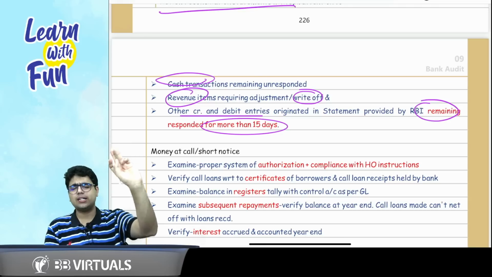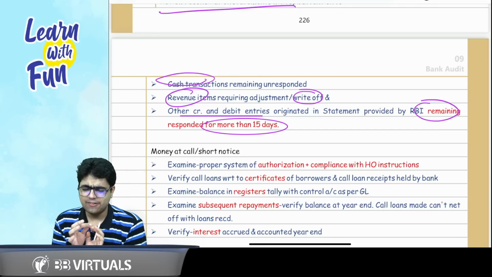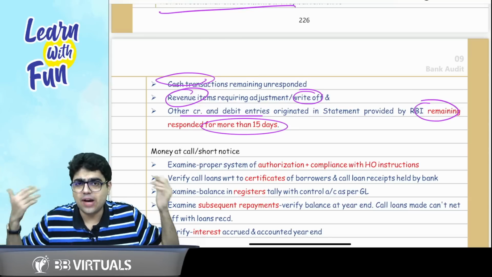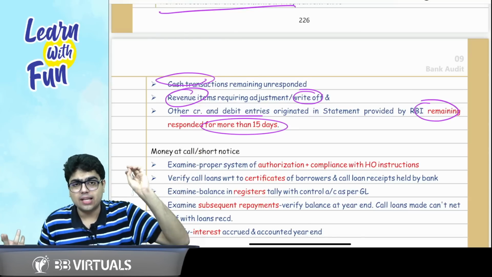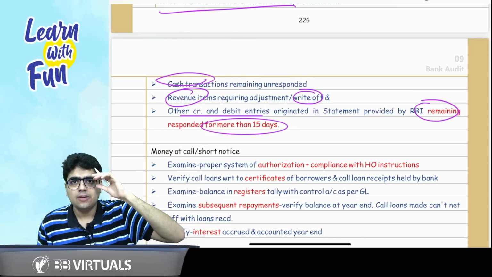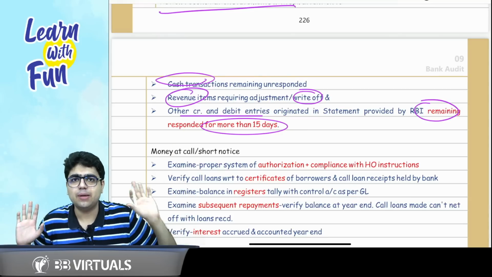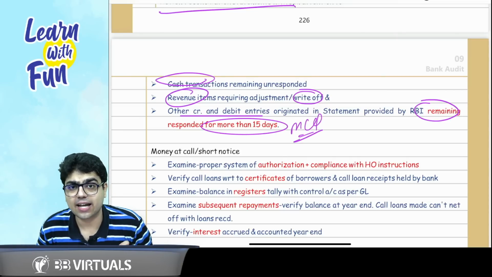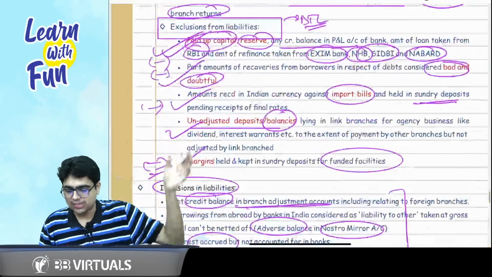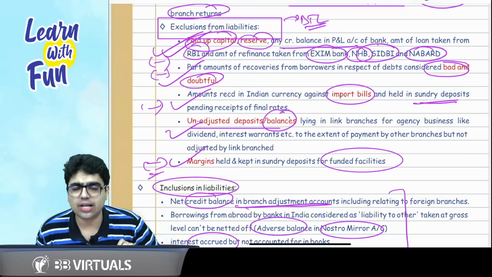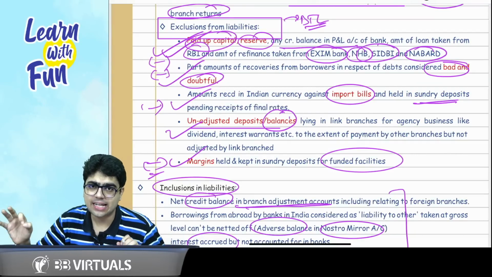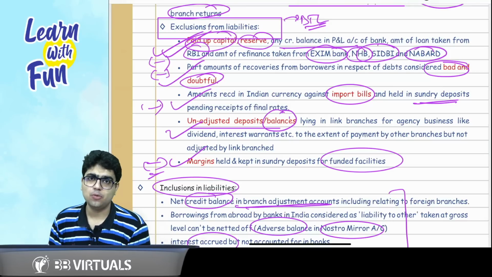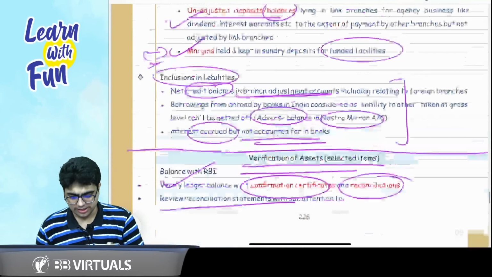That means for 15 days they have not been responded by RBI. So three points, what are, sir? Cash transactions remaining unresponded, revenue items which require write-off, basically we consider it as a revenue, RBI doesn't agree. So if RBI is not agreeing, do a write-off. And the third point is other credit debit entries which we have no response from RBI for a period of more than 15 days. Sir, can it be asked in MCQ? The answer is yes, it can very much be asked in MCQ. Similarly, the discussion we had on SLR, statutory liquidity ratio, I remember students telling me after the exam that around 4 to 6 marks MCQs were asked in the exam on this concept. So please make sure you cover it well.